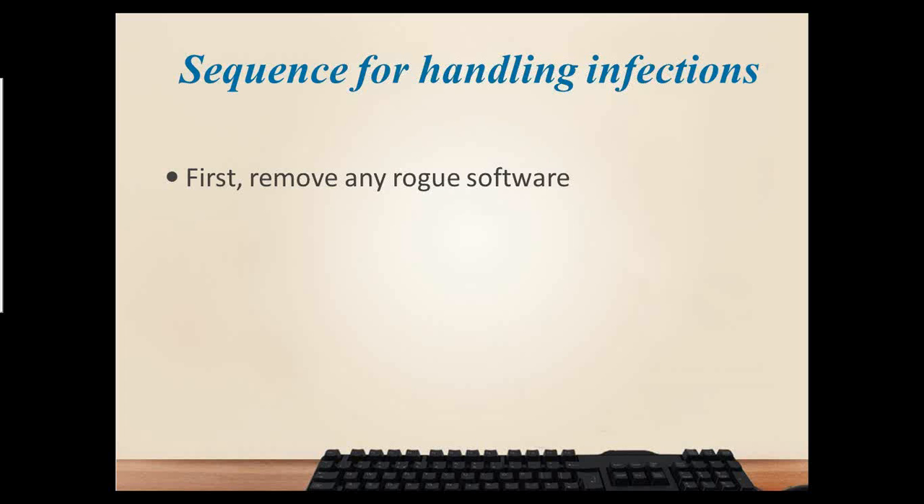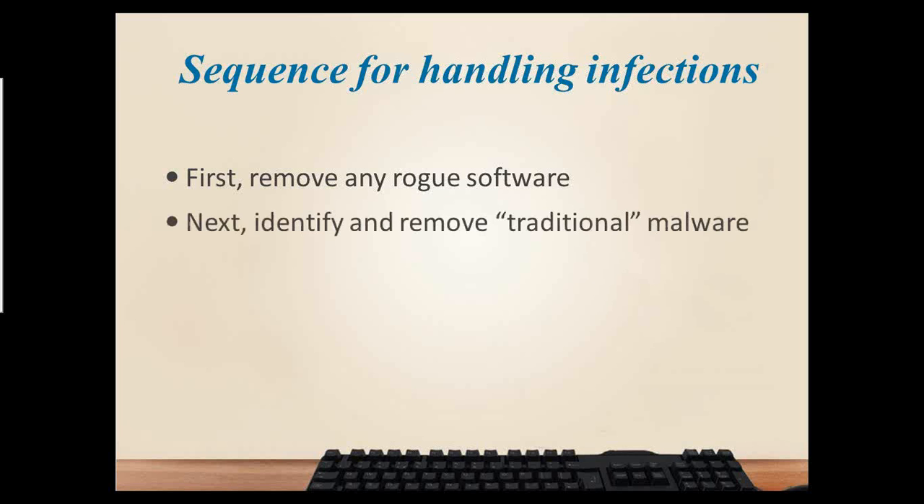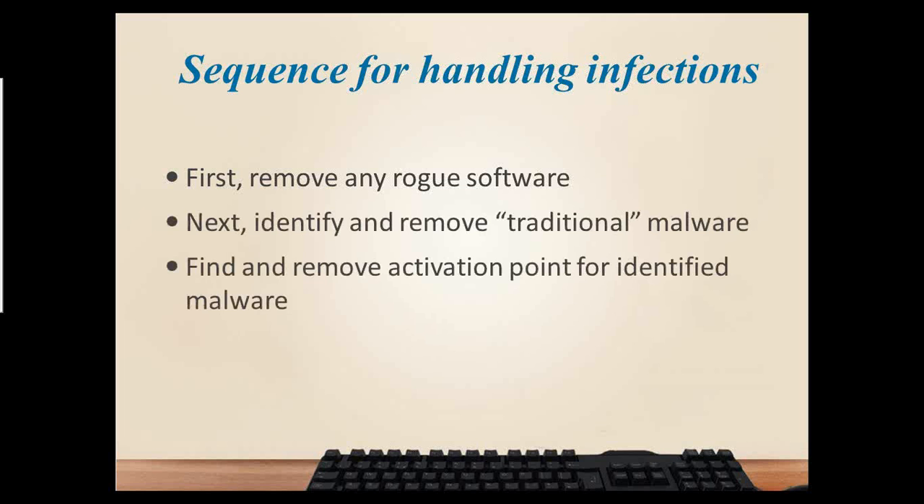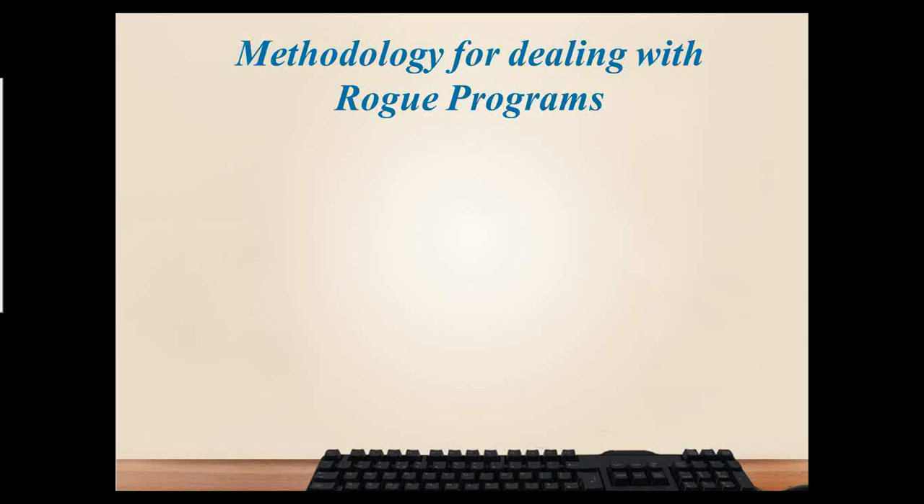So first step is to find and remove any rogue software. Second, identify and remove any traditional malware. And as part of that, find and remove the activation point for that malware so they can't come back. And once all that's done, finish it up by finding and removing any rootkit infections. So at 100,000 foot level, that's everything we're talking about. So obviously I'm going to go deeper into that and show you more of the details of how that works and what you can do along the way.